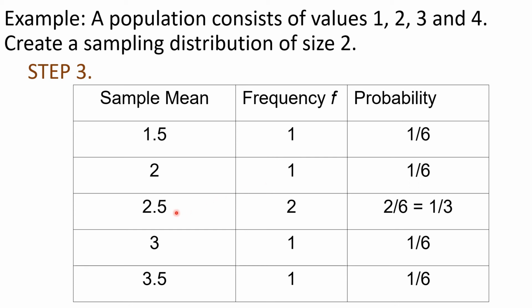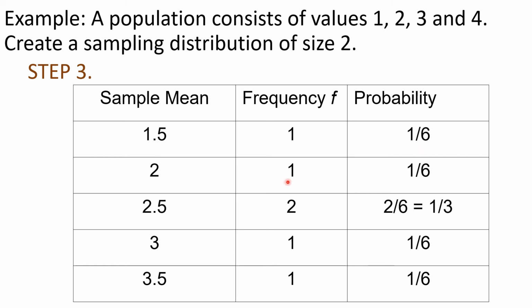Now from step 2, we have seen that there are two combinations of samples where the sample mean is 2.5. So the frequency is 2. Then again, for sample mean 3, the frequency is 1, as well as with 3.5 sample mean, the frequency is 1. And then after finding the frequencies, the third column for step 3 is the probability. First, get the sum total of this. This is 6. So the probability that the sample mean is 1.5 is 1 over 6.